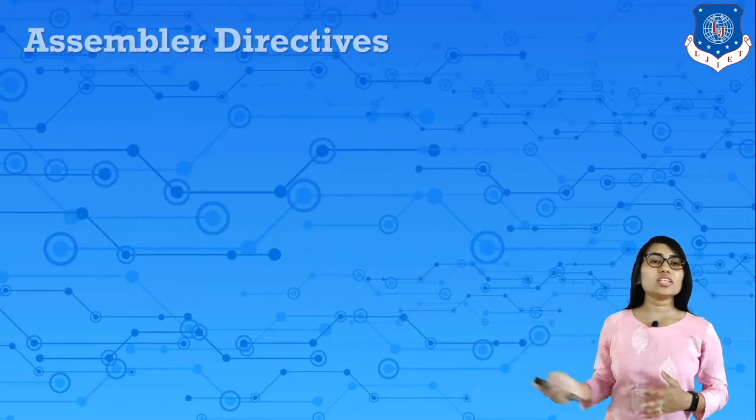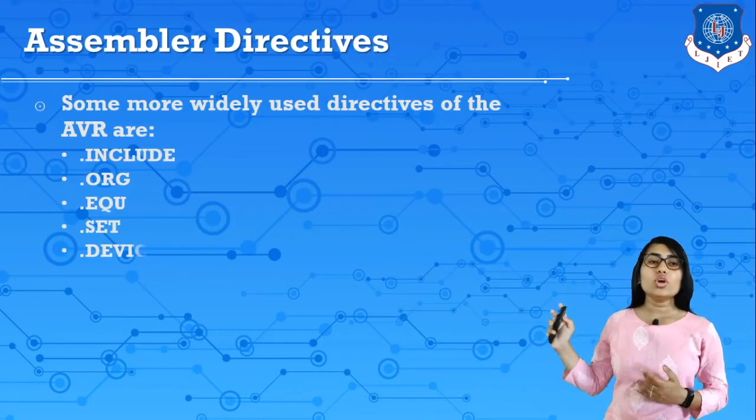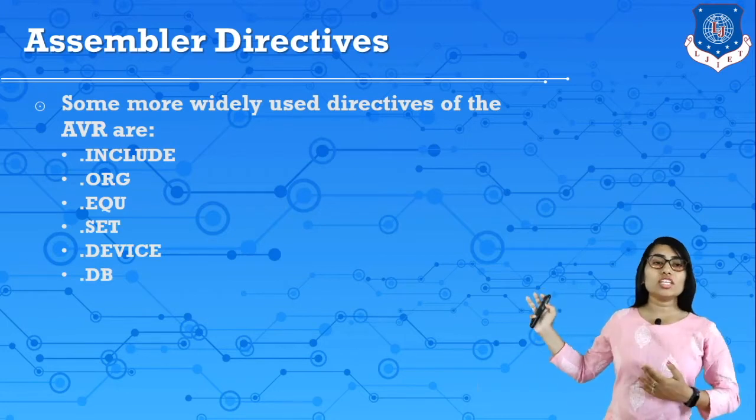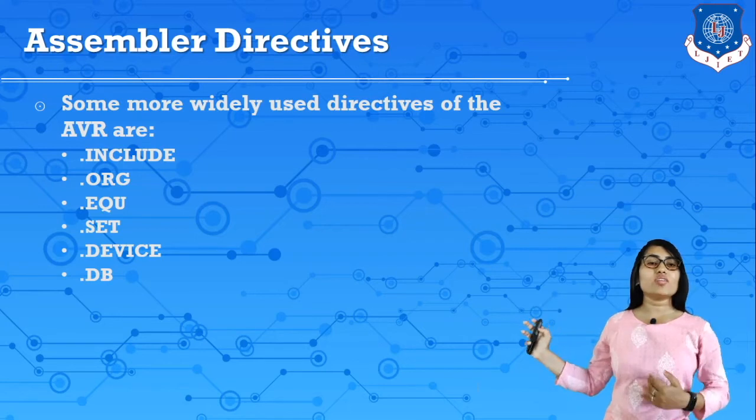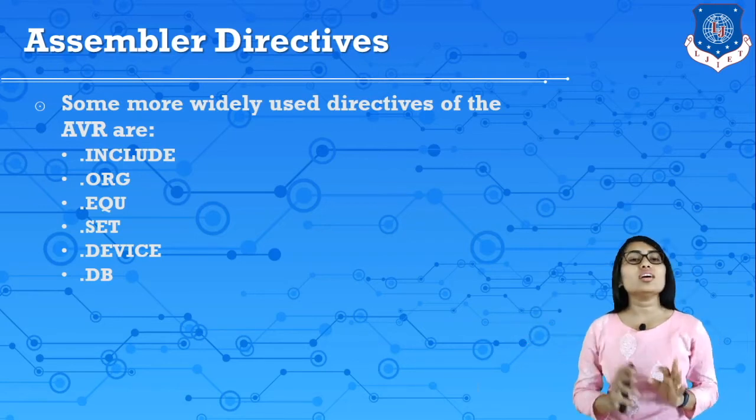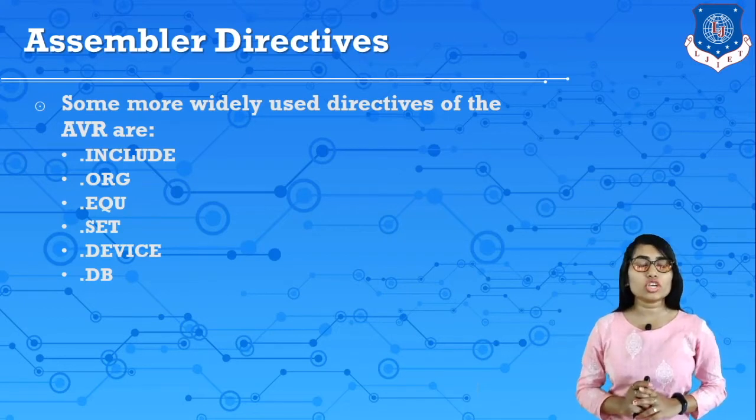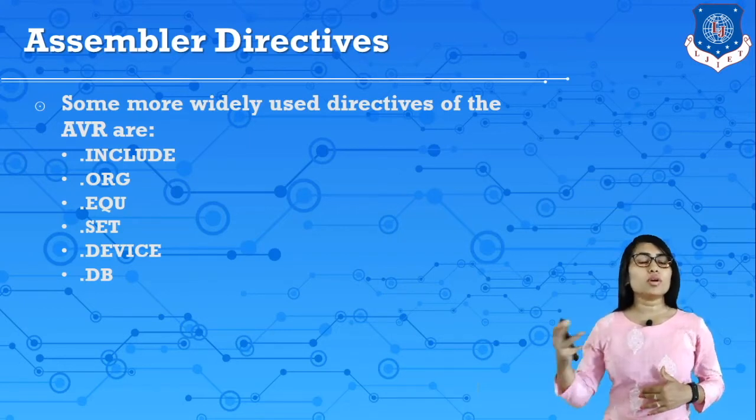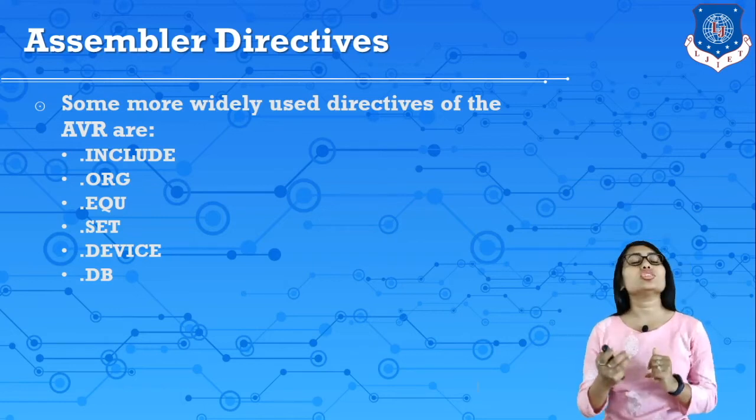There are a variety of assembler directives used. Here are a few directives: .include, .org, .equ, .set, .device, .dp. All these kinds of assembler directives are used in the AVR microcontroller to perform different operations and to provide a path to the assembler.